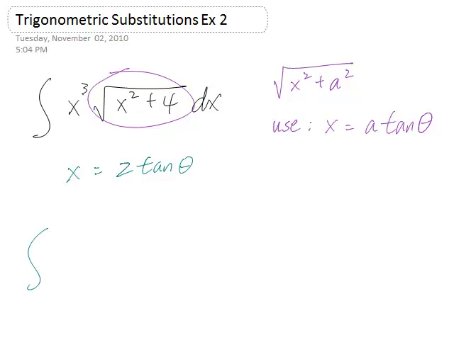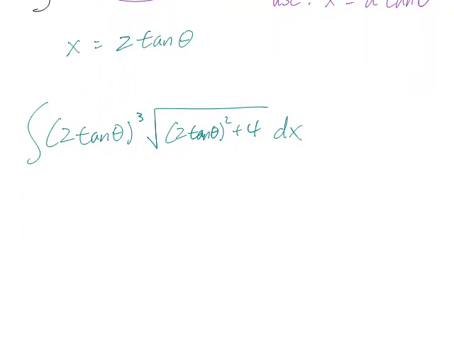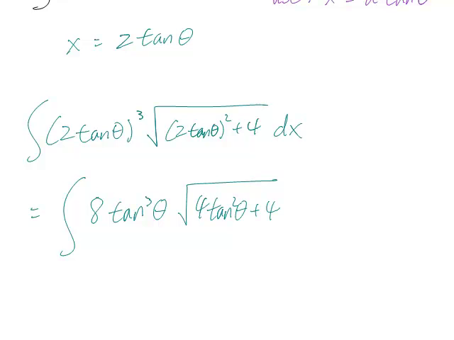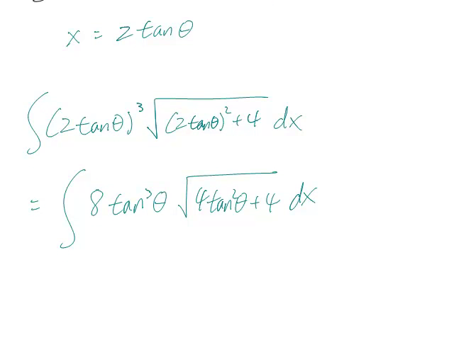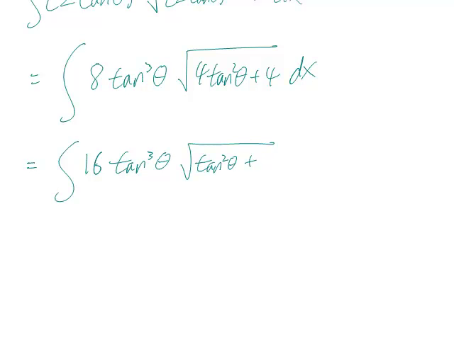And so this whole thing becomes the integral of (2 tan theta) cubed times the square root of (2 tan theta) squared plus 4 dx. We're going to turn the dx into a d theta at a later point, but let's not worry about that just yet. So this is going to be the integral of 8 tangent cubed theta times the square root of 4 tan squared theta plus 4 dx. We can pull the 4 out since it's a perfect square, and when we pull it out it becomes a 2, so we have 16 tan cubed times the square root of tan squared plus 1 dx.